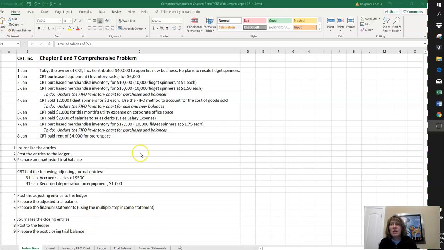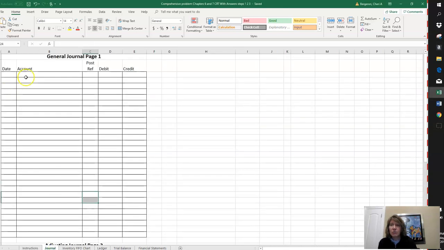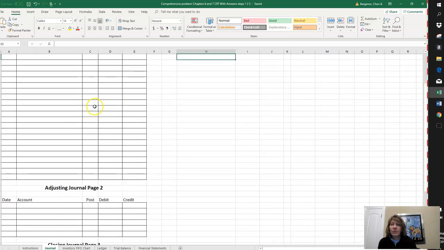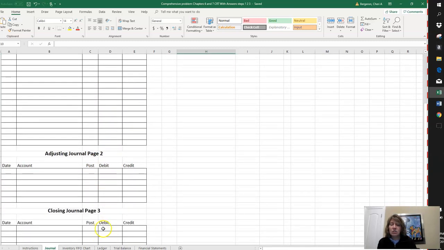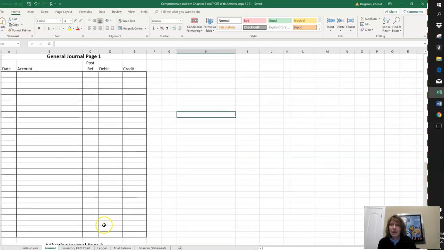So let's get started. The first instruction says journalize the entries. So you're going to look here, and we're going to journalize these entries. When we journalize, we do it in a journal. You can look here, this will be our journal. We have 3 pages worth of a journal. Our regular journal entries will be on page 1. Our adjusting journal entries will go on page 2. And our closing journal entries will go on page 3.